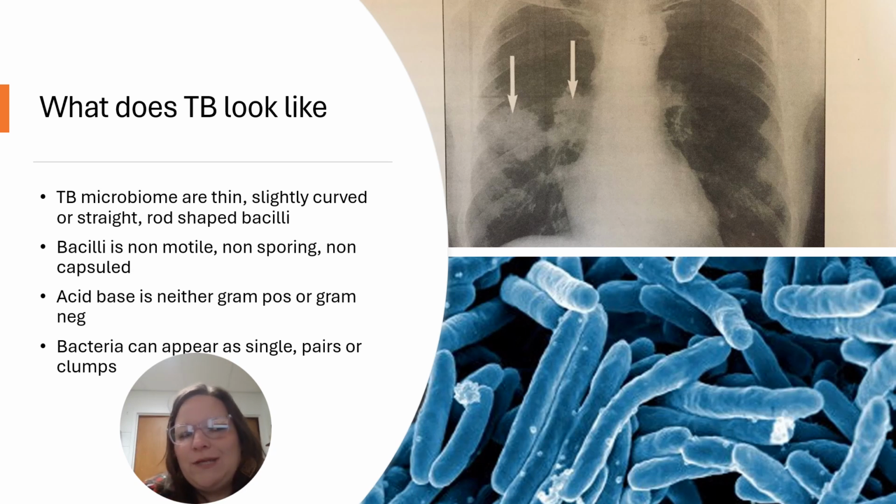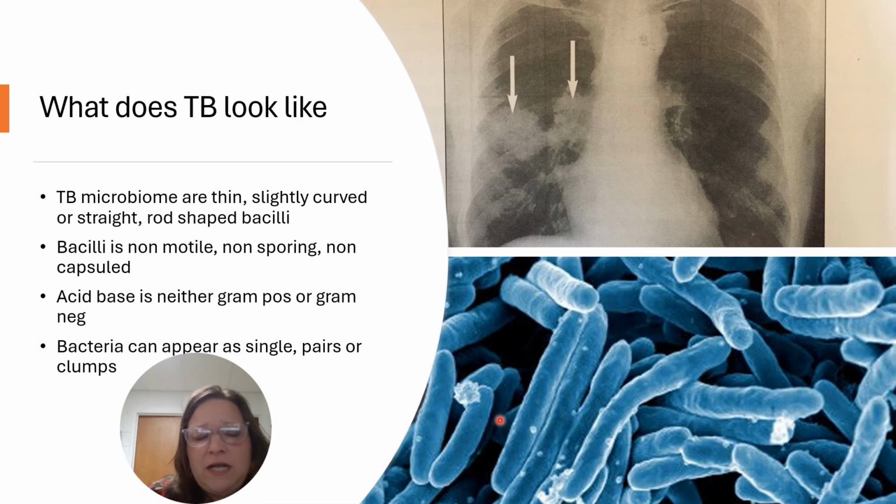What does tuberculosis look like? They are thin and slightly curved or straight shaped bacilli. And if I can get my pointer here, this bottom picture here, you can see how this one right here is straight. However, this one right here is a little bit curved. So they can be straight or slightly curved, but they are thin, rod-shaped bacilli.